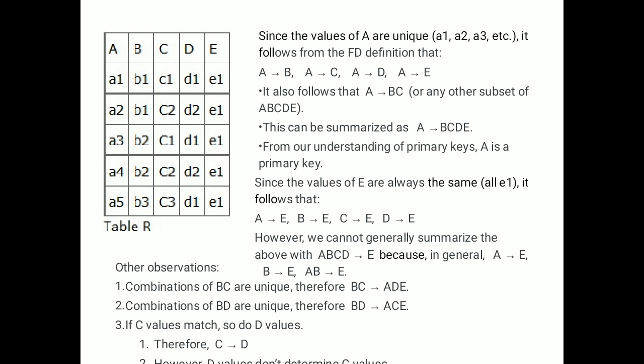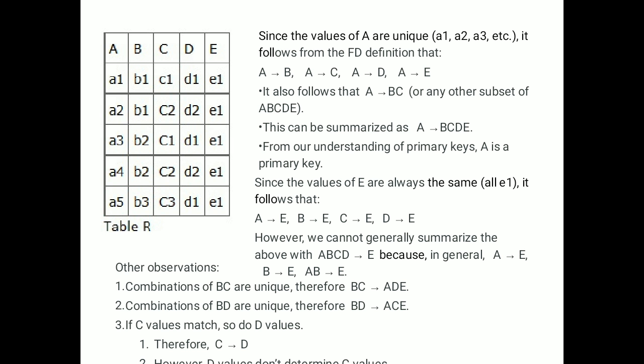Now consider this table. There are attributes A, B, C, D, E, and the instances of these attributes are indicated by small letters. The values of A are unique. What are the different values of A? The values of A are shown by small a1, a2, a3, a4 and a5. These values are unique.